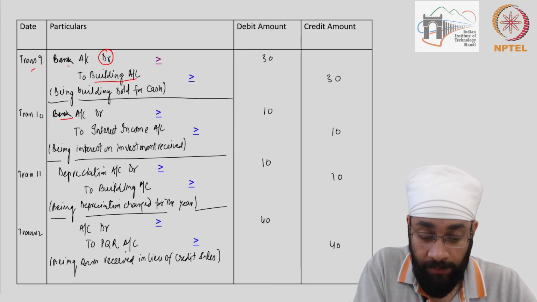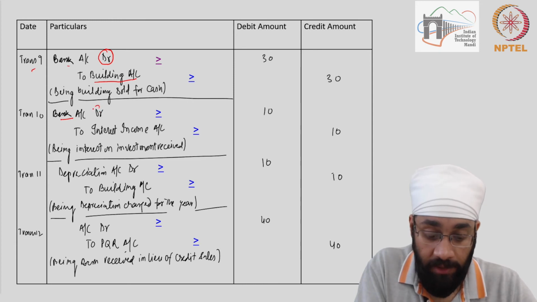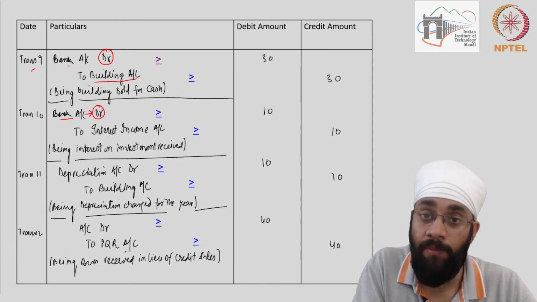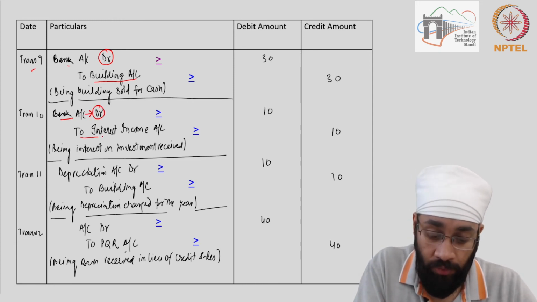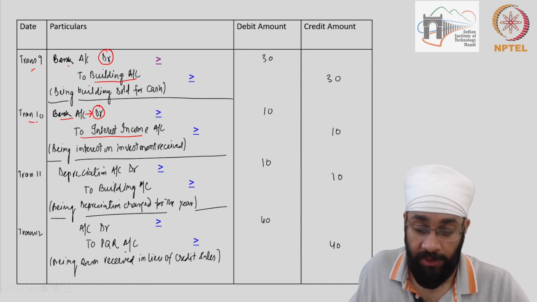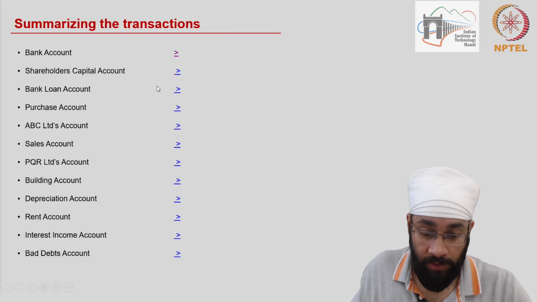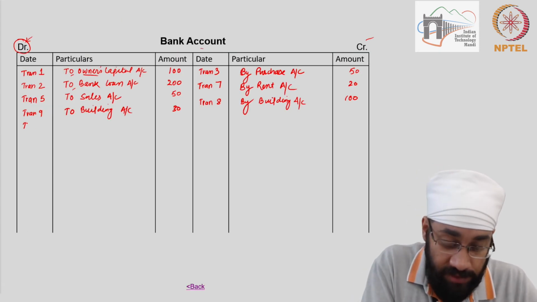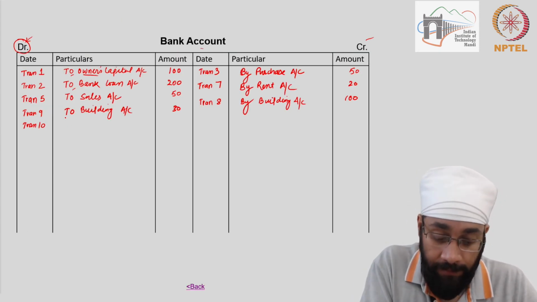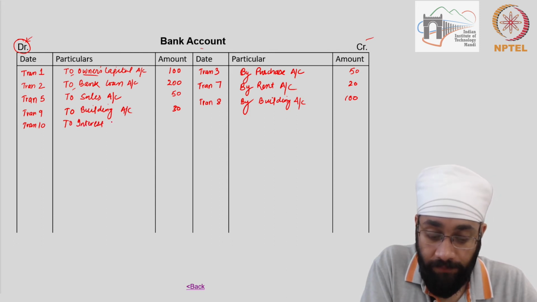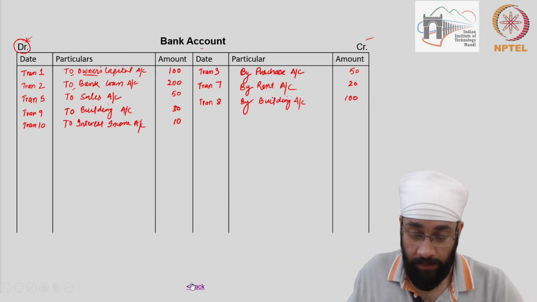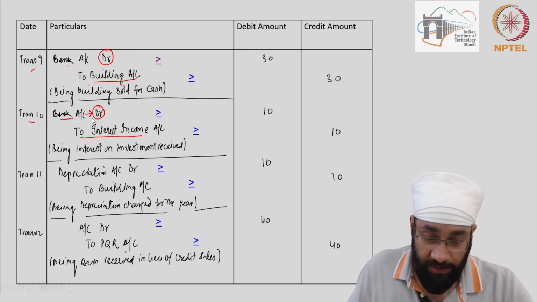Transaction 10, bank account is going up again. We go to debit side of bank account and we're going to write to interest income. Transaction 10, amount is also 10. Oh, sorry about that. So transaction 10 to interest income, and the amount is 10. So transaction 10 is done.